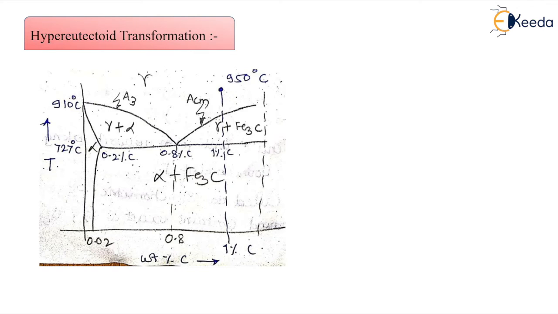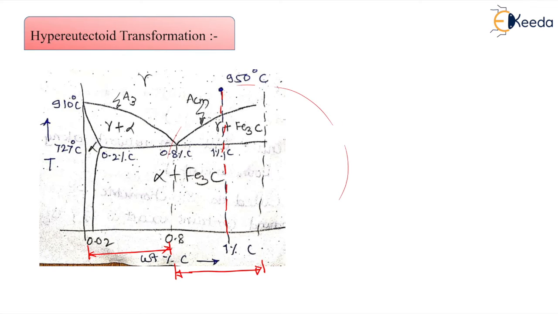Here I am going to choose the composition of this steel at 1%, and with that composition I am going again, as usual, to the temperature of, say, 950 degrees centigrade. We know that this is the hypoeutectoid region, and at 0.8% that is the eutectoid region, and this region, dear students, is the hypereutectoid region. We are going to see the transformation in this zone.